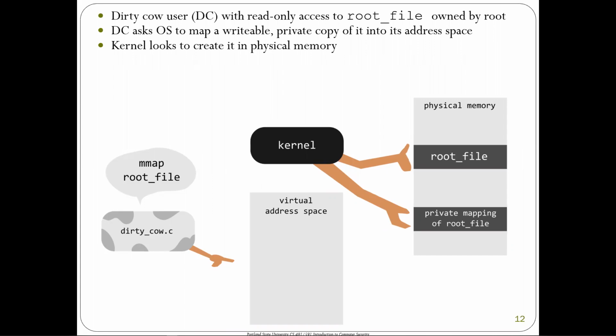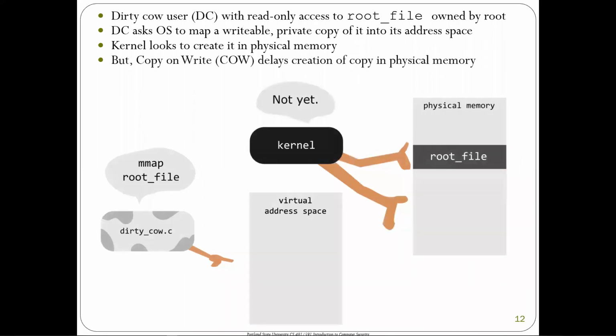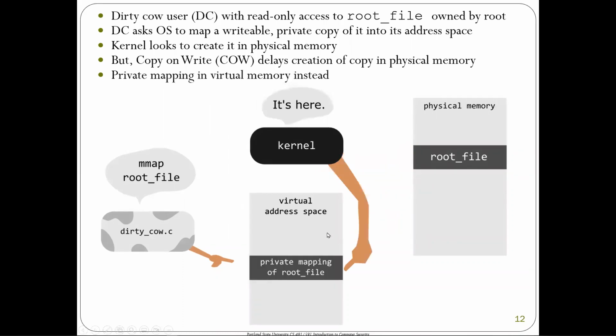Like, I'm not going to create that thing until the last minute. And so the copy on write policy says, all right, I'm going to create this mapping in virtual memory, but the actual physical backing store is still going to be this root file, because you haven't changed this thing yet. I don't need to create that copy. And then the kernel has to keep track of the fact that this mapping points to this, but if it gets edited, it needs to go somewhere else. Okay.